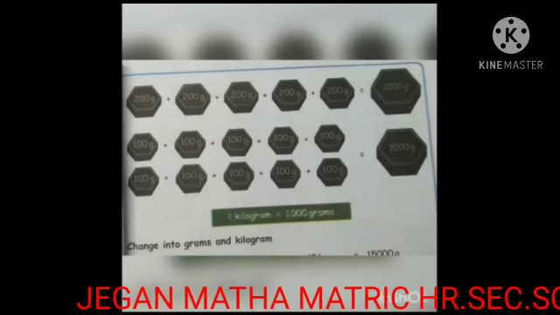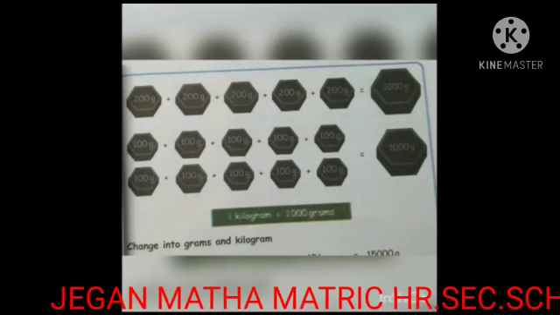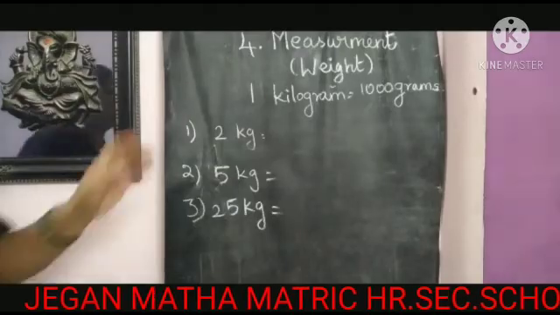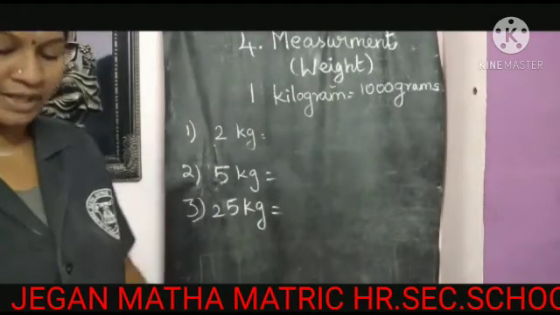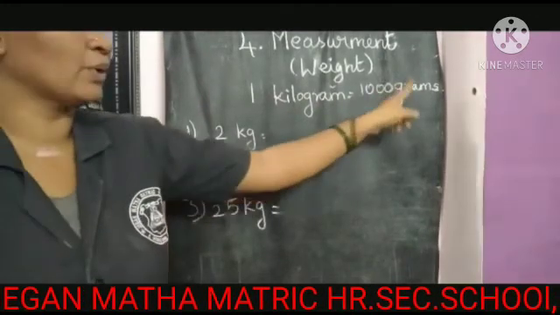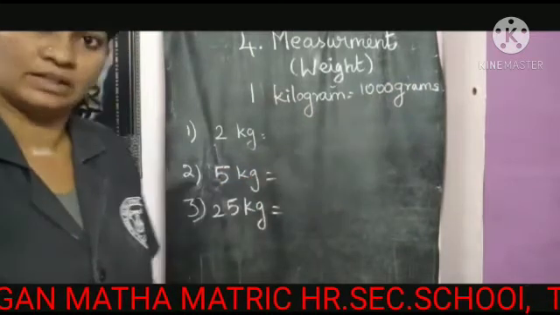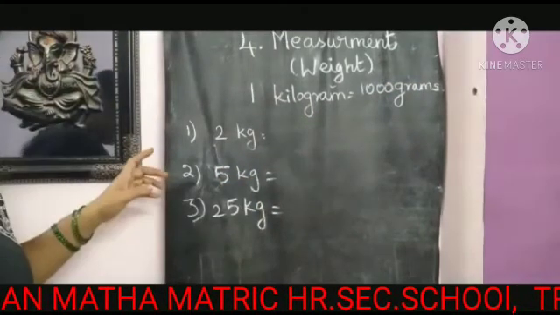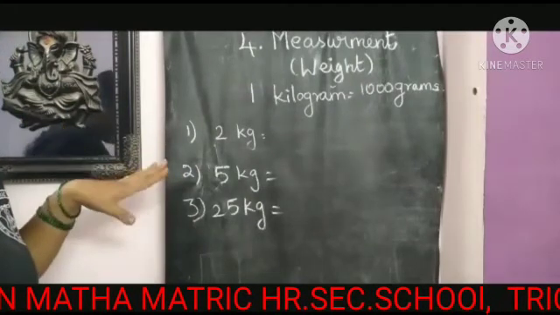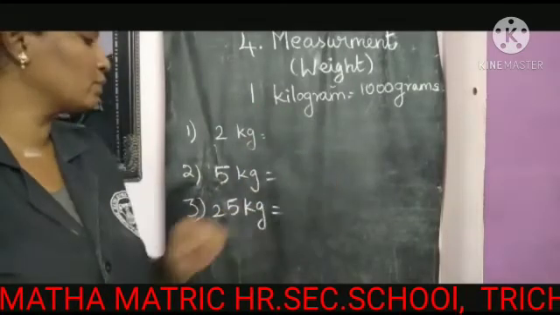Okay, now let us see how to convert kilogram to gram. So now measurement and weight. You know that 1 kilogram equal to 1000 gram. So here you are going to change kilogram to gram.